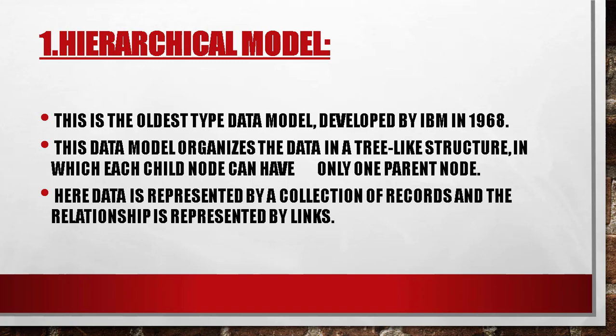This model organizes the data in a hierarchical tree structure, and the hierarchy starts from the root, which has the root data, and then it expands in the form of a tree, adding child nodes to a parent node. Here the data is represented by a collection of records and the relationship is represented by links.